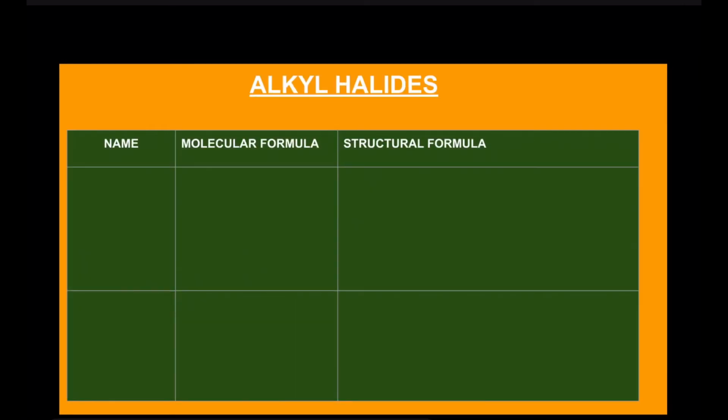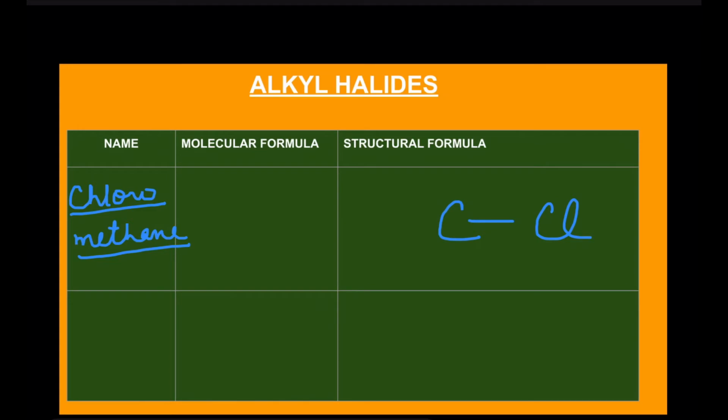So the first homologue of this alkyl chloride series is chloromethane. Chloro is telling us that there is Cl in it, and methane is telling that there is 1 carbon in it. So to write the structural formula, we will write first of all carbon and then the Cl. This is the structural formula of chloromethane. The molecular formula is CH3Cl.